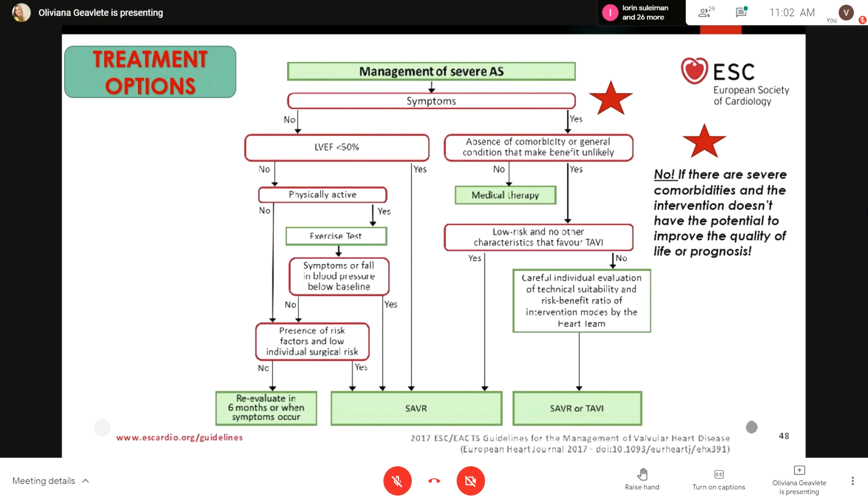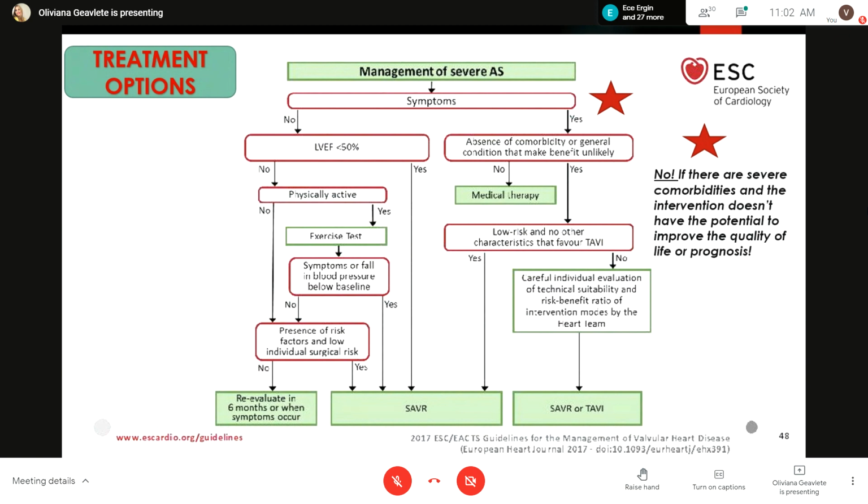She can be mobilized, so she has a good prognosis, a good 1 year prognosis. So life expectancy should be more than 1 year when we choose TAVR or surgery. And we go further to establish the low risk or any other characteristic that favors TAVI. What does TAVI mean, or TAVR? Transcatheter aortic valve implant.